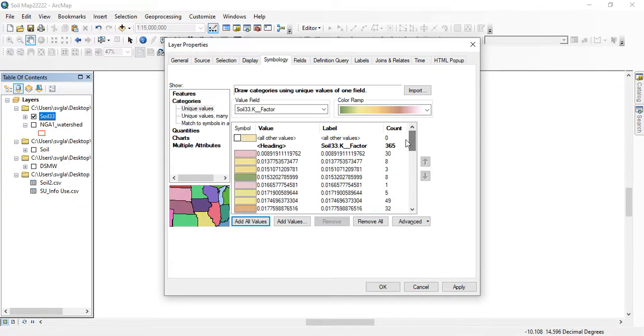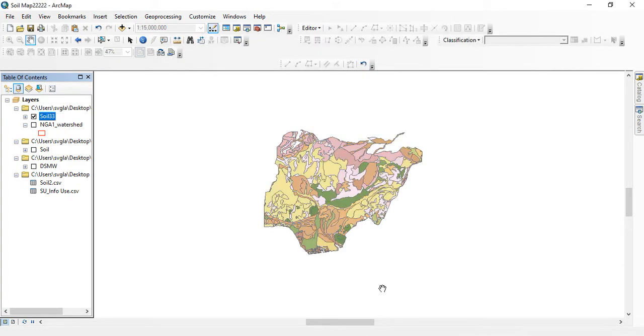So this is how it quantifies. So I have this. You can see.